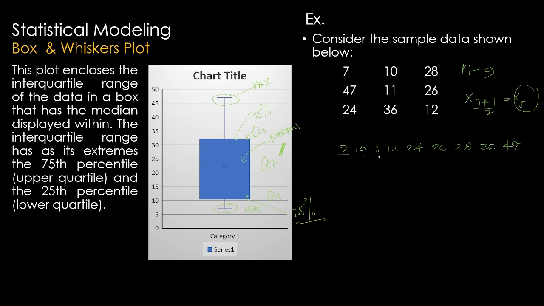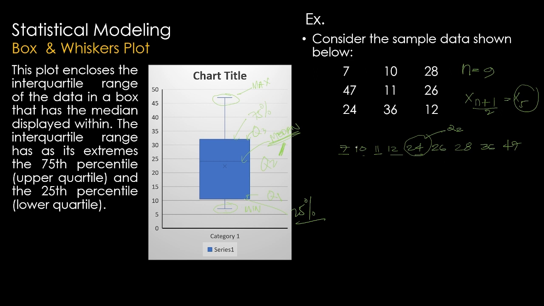1, 2, 24, 5. This is our median, which is equal to this one. This is our Q2. We have Q2 right here, or the median. Next, we determine our Q1.